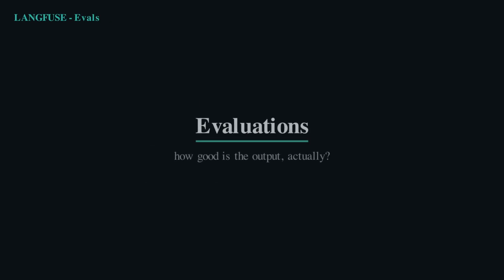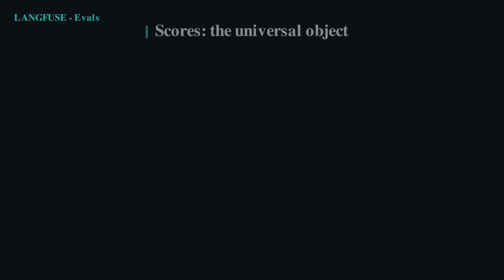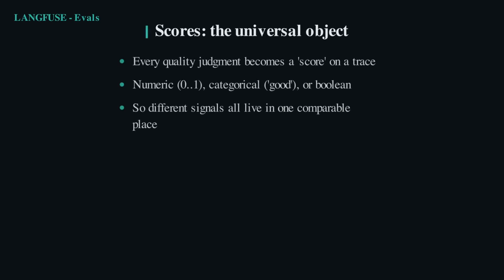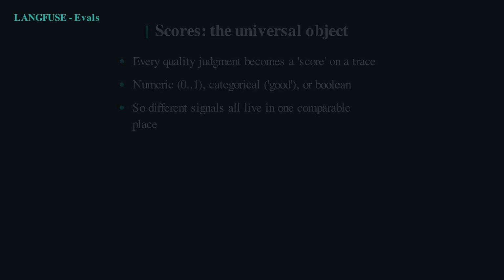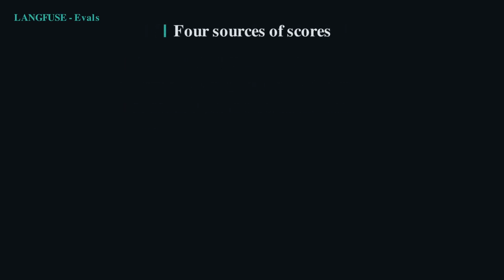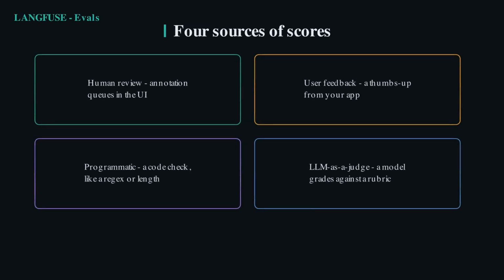Tracing tells you what happened. Evaluation tells you whether it was any good. And good has to become a number you can track over time across versions. In Langfuse, every judgment is stored as a score, no matter where it came from. A score can be a number, a category, or a yes or no, and all of them are attached to the trace they judge. Scores come from four places: humans, your users, plain code, and an LLM judge. The power is that all four end up in the same format side by side.